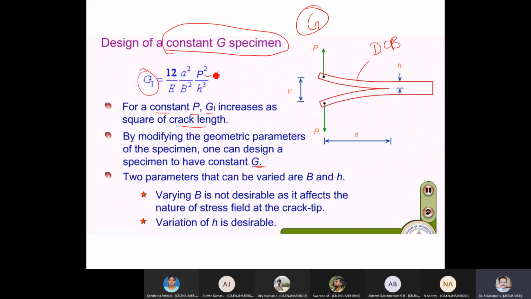So how to get the constant specimen? Two parameters that can be varied are B and H. Varying B is not desirable because it affects the nature of the stress field at the crack tip. B means thickness, so I cannot change B. Instead of that, I can vary the H.